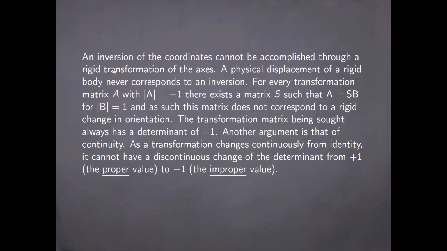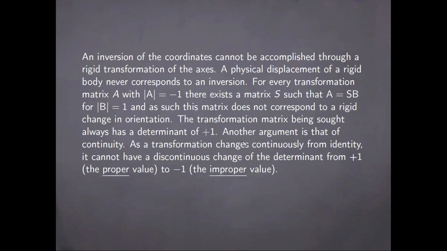So, therefore, an inversion of the coordinate axes cannot be accomplished through a rigid transformation of the axes. A physical displacement of a rigid body never corresponds to an inversion. And for every transformation matrix A having the determinant -1, there exists a matrix S such that A is the product of the matrix S multiplied with the matrix B, where B has the determinant +1. And as such, this matrix does not correspond to a rigid change in orientation. The transformation matrix being sought always has a determinant of +1.